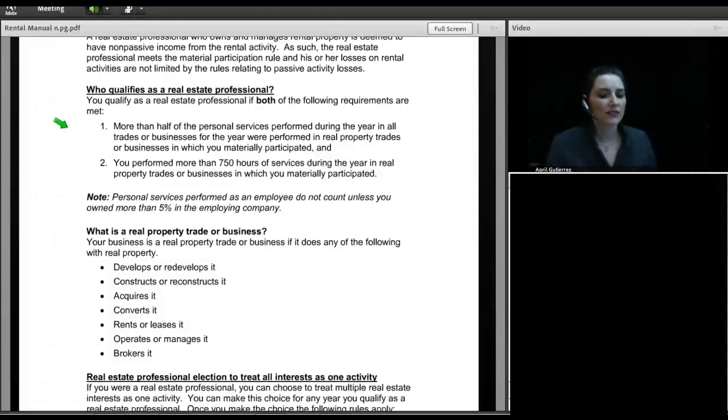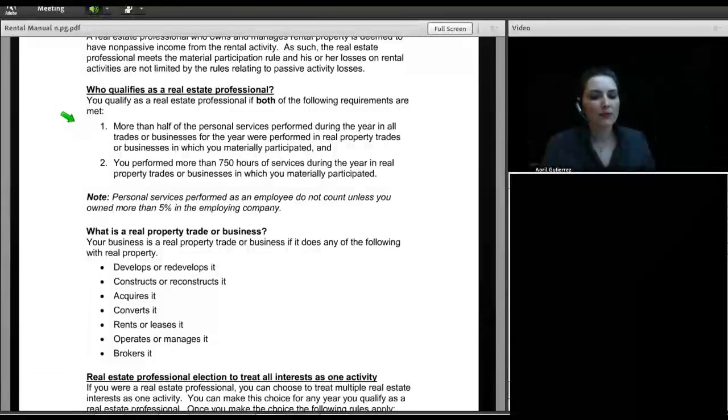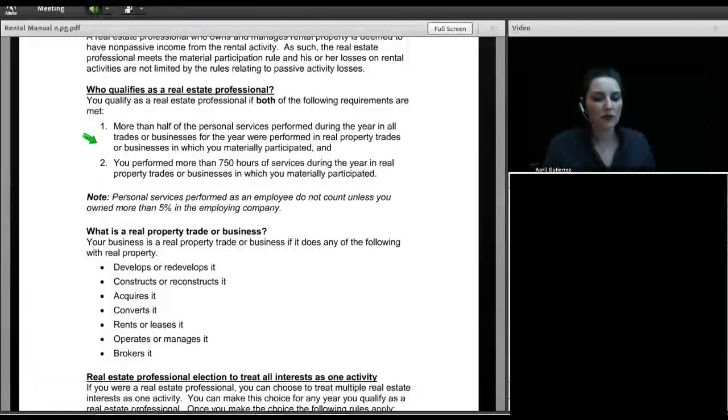So who qualifies as a real estate professional? To qualify, both of the following requirements must be met. Number one, more than half of the personal services performed during the year in all trades or businesses were performed in real property trades or businesses in which you materially participated. And number two, you performed more than 750 hours of services during the year in real property trades or businesses in which you materially participated.